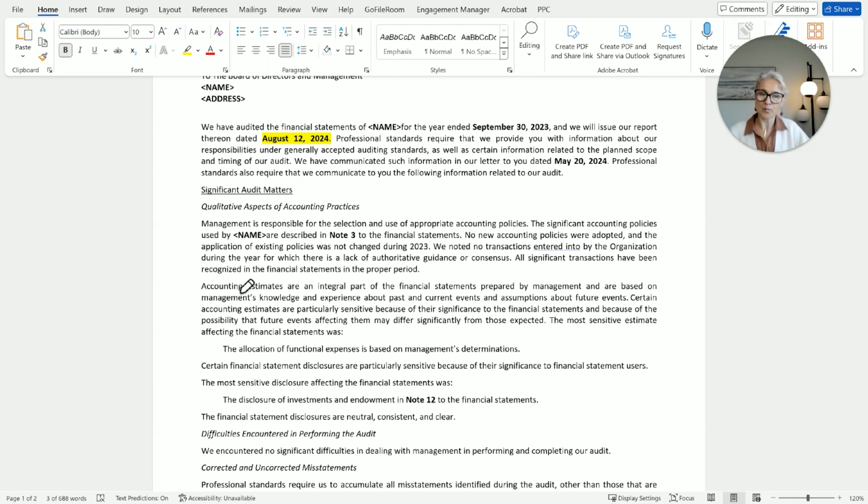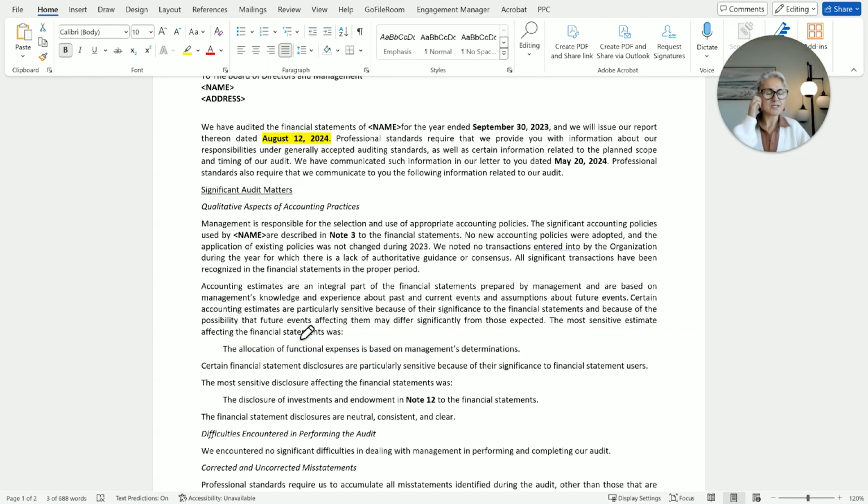We're also telling the board there are some footnotes on our report that are significantly sensitive to the management estimate. Therefore, we're pointing the board's attention: please take a look at those specifically because management estimated those numbers. And we're saying the most sensitive estimate was the allocation of functional expenses. And that's the statement of functional expenses.